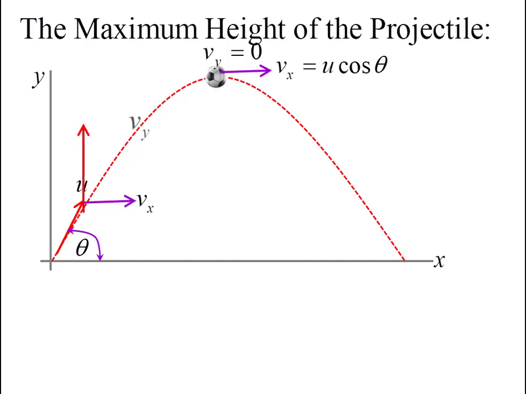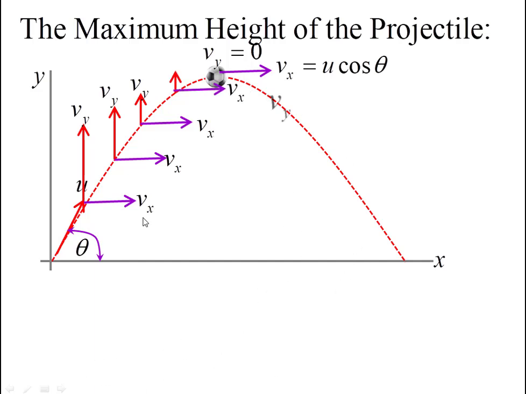So this is vx and this is vy. Carefully notice what happens. This is once again vx and vy. Observe that the magnitude of vy is decreasing. Vy is larger here, and keeps decreasing until it eventually becomes vy equal to 0 at the top.